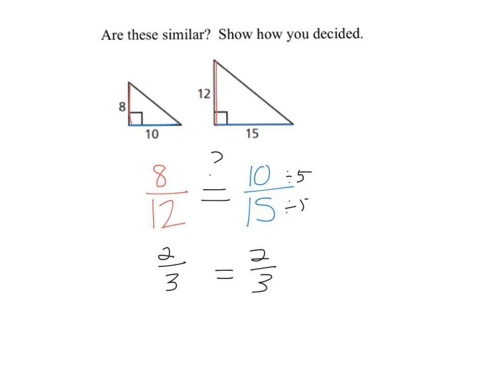And I didn't mention this before, but we're going to just assume that all of our angles are equal for this example. Another way that we could have shown that these are equal is I could have done something like this. I could have said, well, what's 12 divided by 8? If I take 12 divided by 8, I get 1.5.